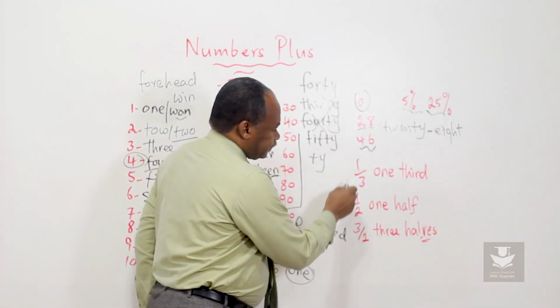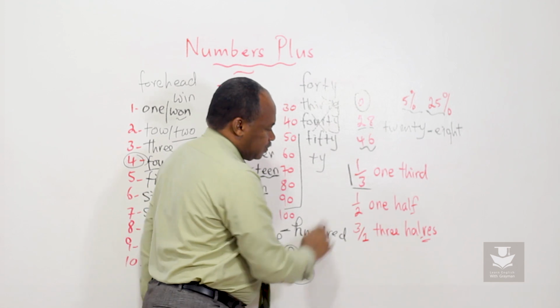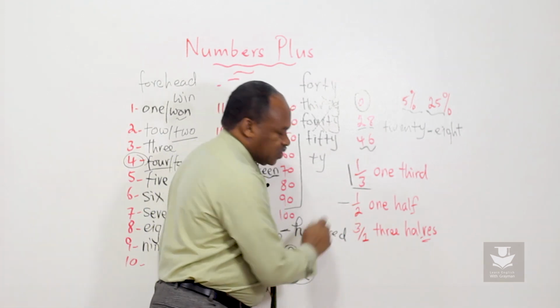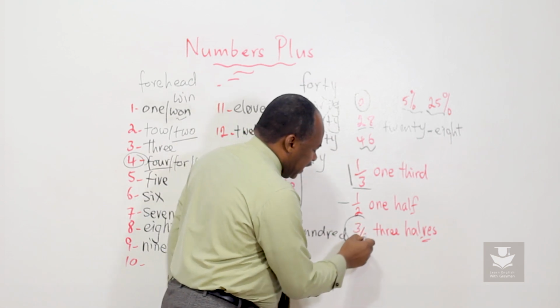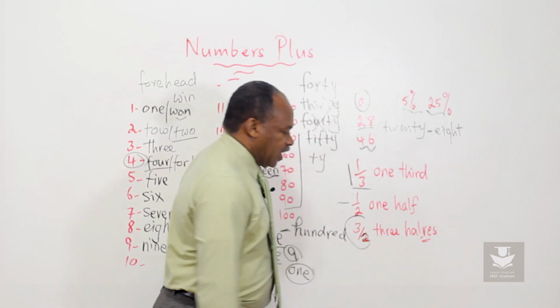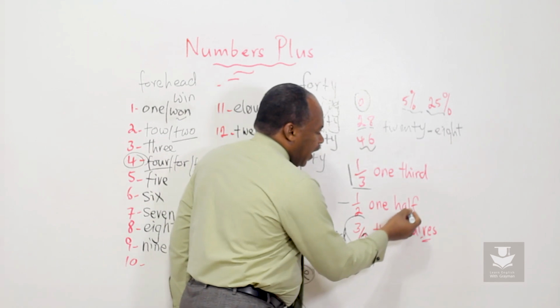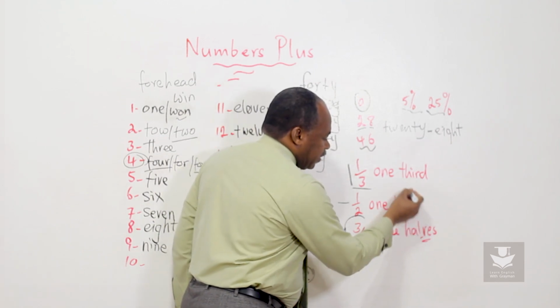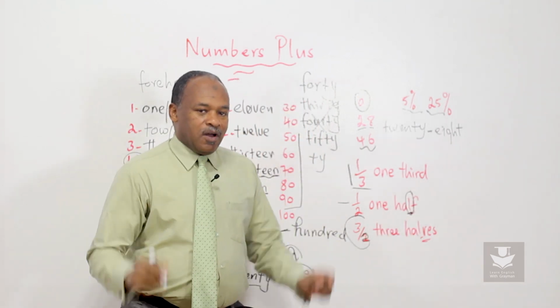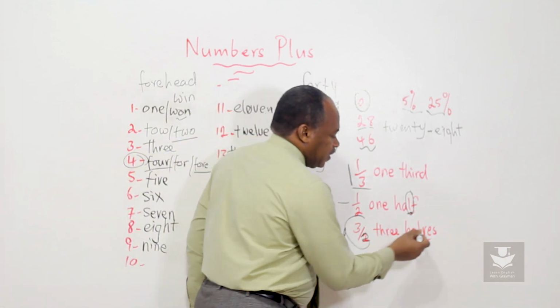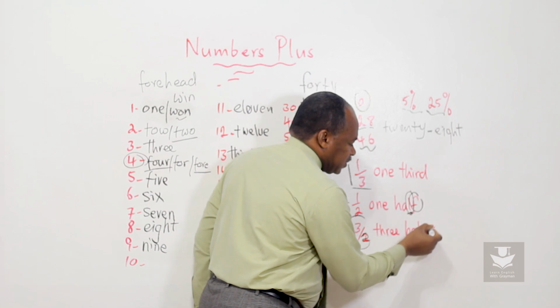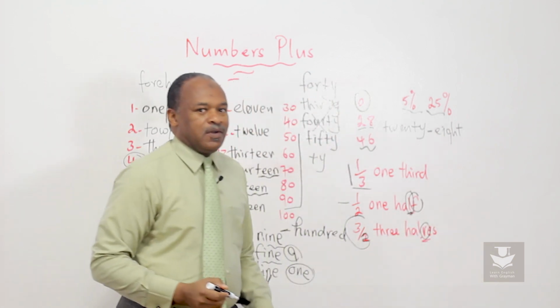This one is one third, and this one is one half. This one is three halves. This is two halves. Half, the L here is silent. I'm going to have a separate video about silent letters, and the F here is going to be a V.